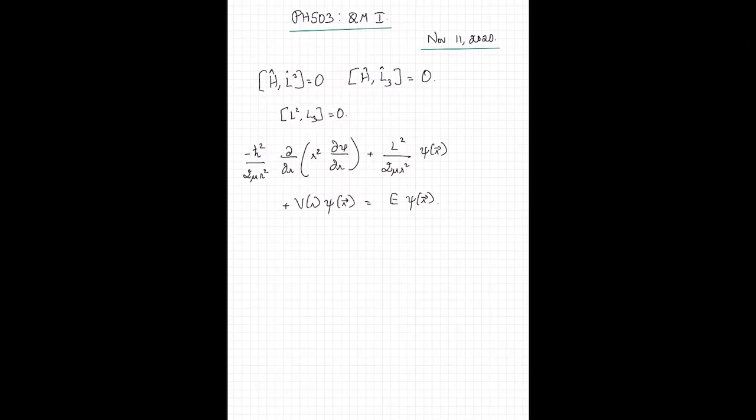Harshavardhan is asking, why is the wave function independent of theta and phi? No, I am not claiming the wave function is independent of theta and phi. The wave function does depend on theta and phi. That's why I've written psi as a function of r vector. R vector knows both about r and the angles. In other words, psi is a function of r, theta and phi. It is only the potential that doesn't know anything about the angles theta and phi. Is that clear?